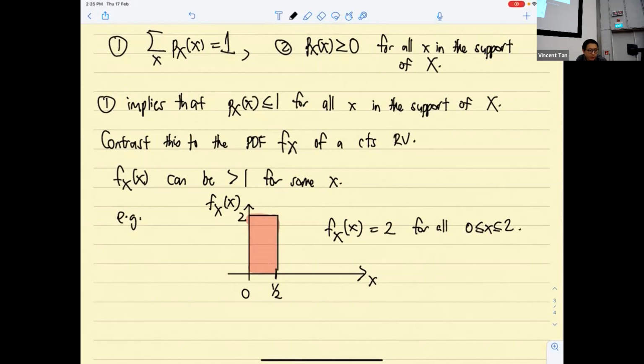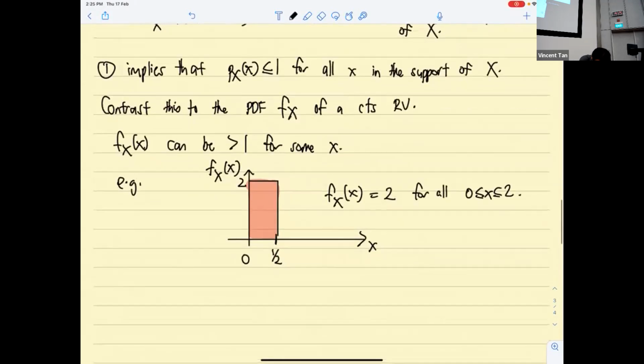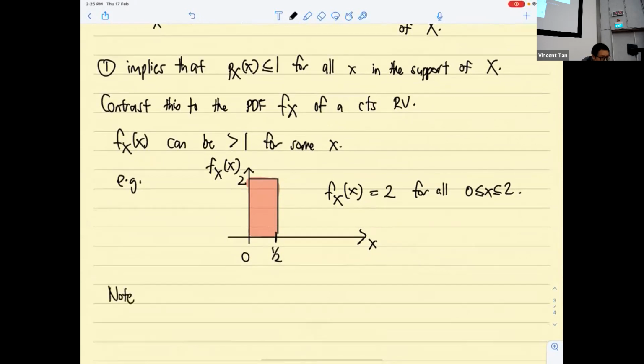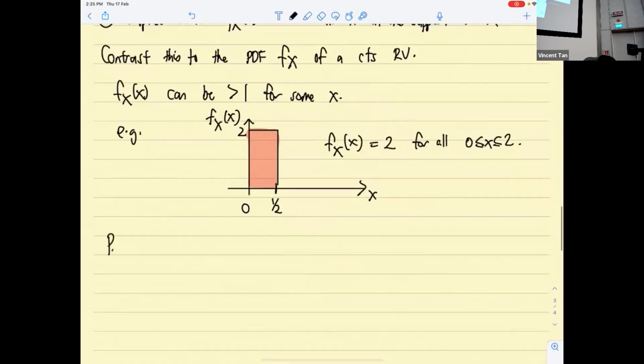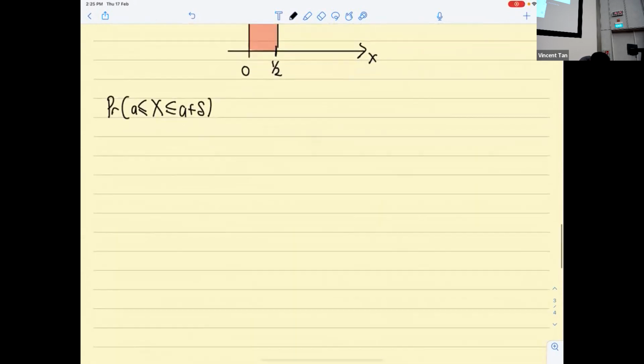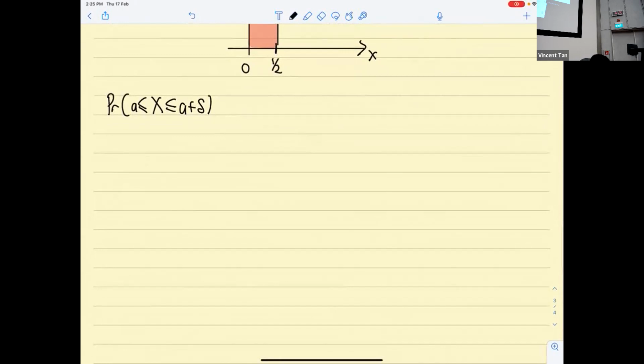Here is another property that may be a bit hard to understand without some understanding of calculus, but all of you should have taken some calculus before. Let me just say this: if you don't understand, we can talk about it later. Let's consider just a small strip, the probability that X is between a and a plus delta. Now in math, delta is something very small.